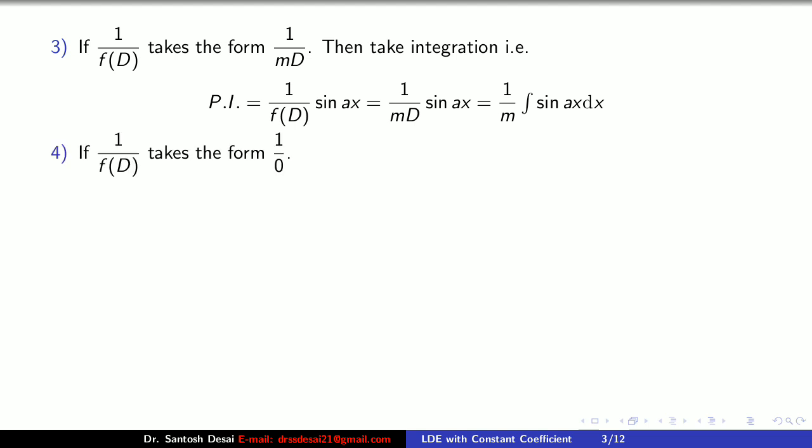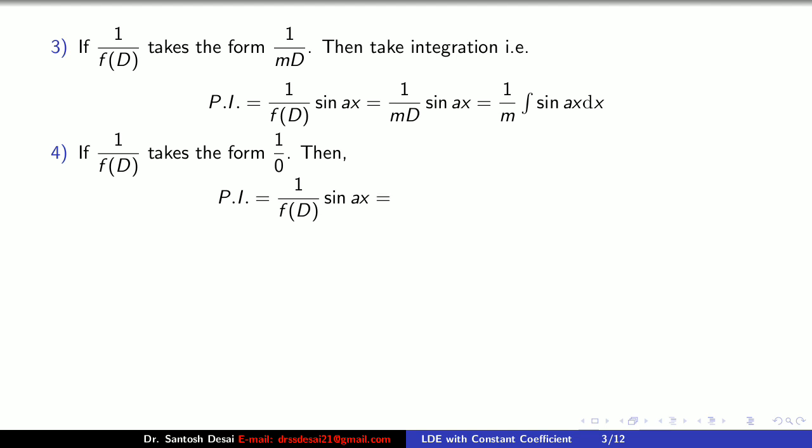Now let us consider the next case, where 1 upon f(D) takes the form 1 upon 0. That means if the denominator is 0, then this method fails. So this is the case of failure, and in this case the particular integral is obtained by PI = 1 upon f(D) into sin ax.